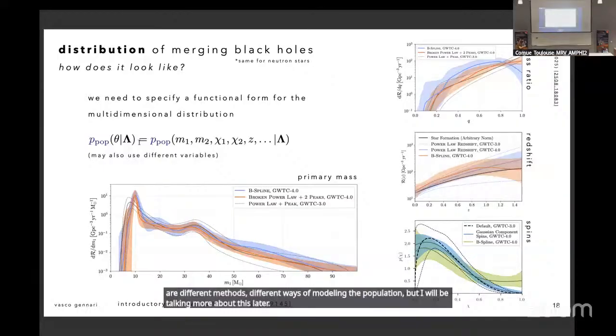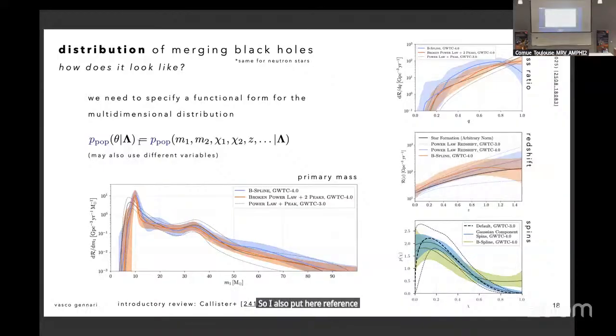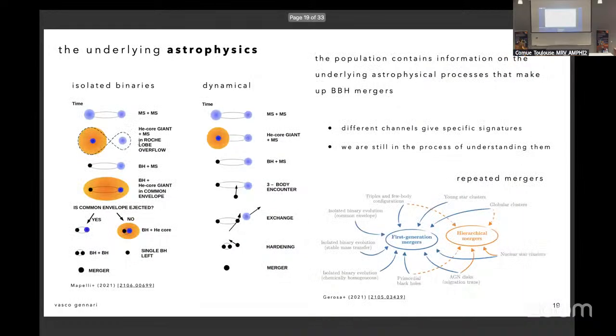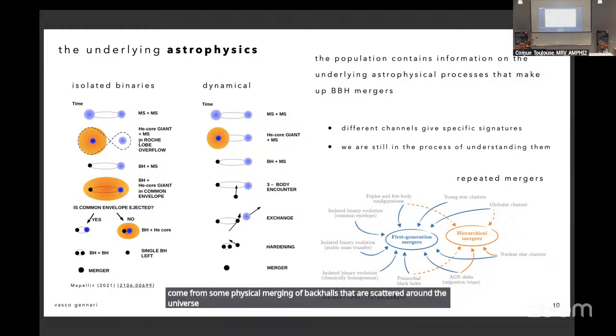So I also put here some introductory references on this topic. What do we do with all of that? Well, we can learn some astrophysics. Think that this catalog of events comes from physical mergers of black holes scattered around the universe. But for that, you need to first create black holes from stars.